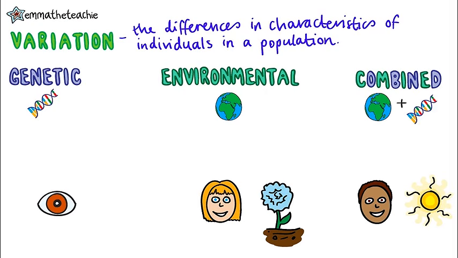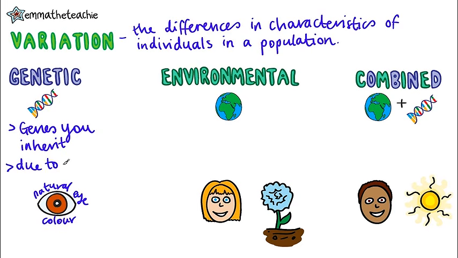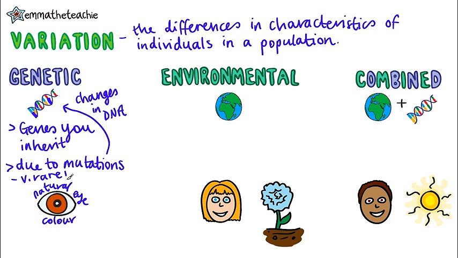Now we're going to look at what causes variation. First up are genetic factors. This just means that the genes you inherit from your parents can determine some of your characteristics, like natural eye color. There is a lot of genetic variation within a population. This is caused by mutations. Mutations are changes to your DNA, and they're happening all the time, but it's very rare that they actually lead to any physical change. But when they do, you get a new variant.